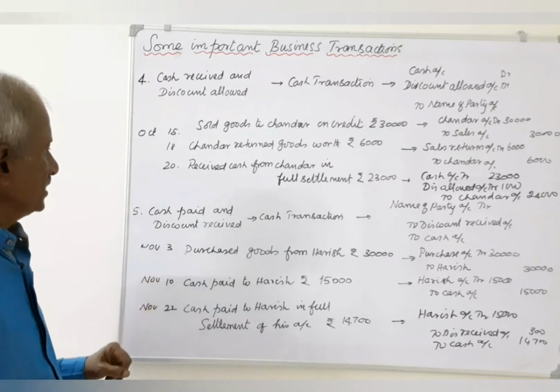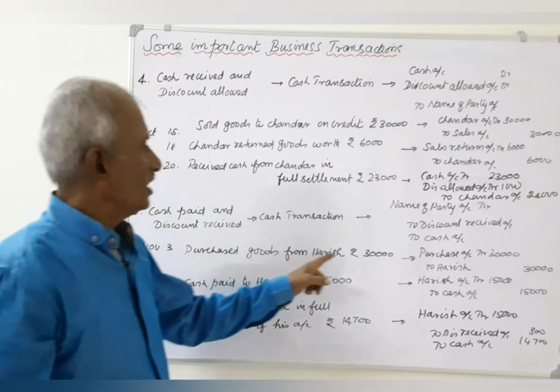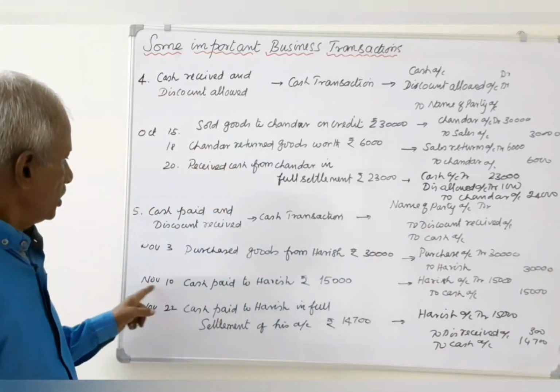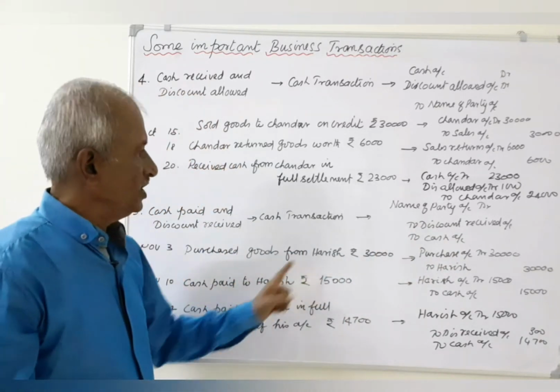Now let us see examples. Purchased goods from Harish 30,000, purchase account debit to Harish 30,000. November 10, cash paid to Harish 15,000.